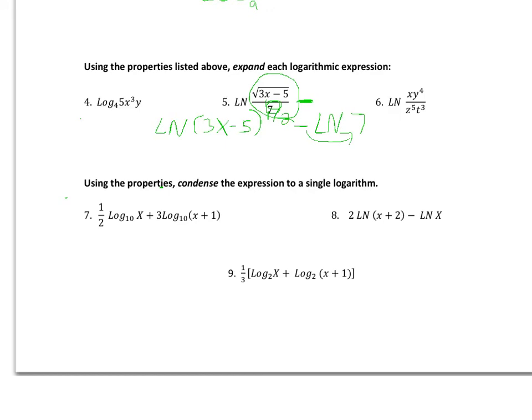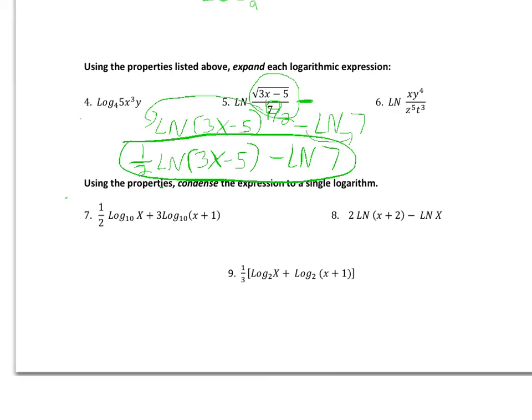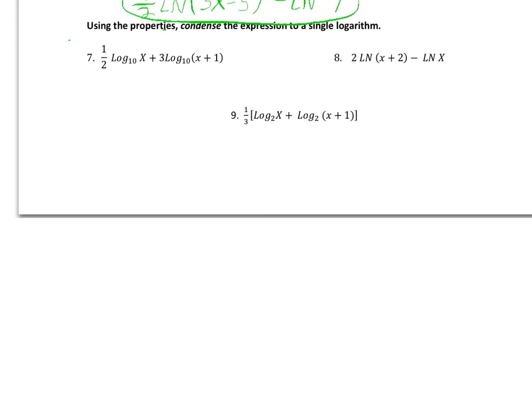Now the last thing I can do, I can take this 1/2 and move it to the side. So it's 1/2 times the natural log of the quantity of 3x minus 5. And then we subtract the natural log of 7. So I expanded this to 2 natural logarithms because there's 2 quantities I dealt with: the numerator, the square root of 3x minus 5, and the denominator, this 7. All right, number 6 we'll do in class. And then we're just going to do 7 and 8 on the video.